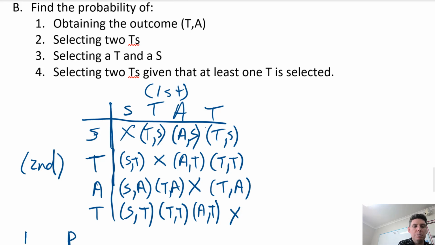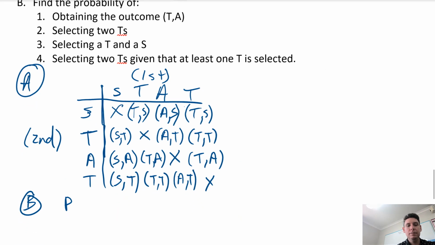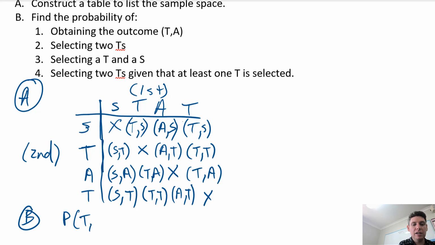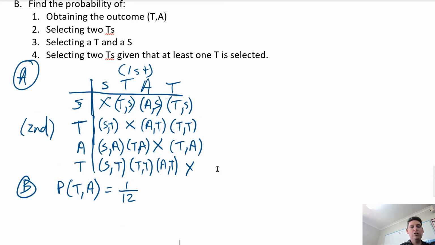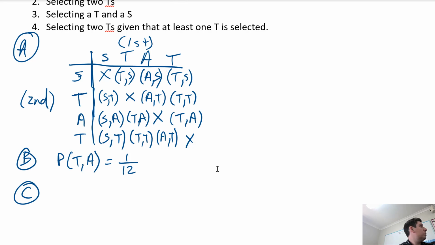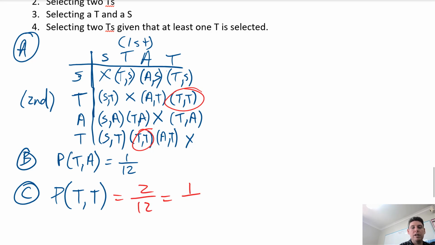All right, so let's move on to part B. It's pretty similar to the first example. What's the probability of T, comma A? 1 out of how many? Not 16. 12. So in without replacement questions, there are fewer outcomes. 2 T's. What's the probability of 2 T's? So there's this one and this one. So 2 out of 12, 1 out of 6.